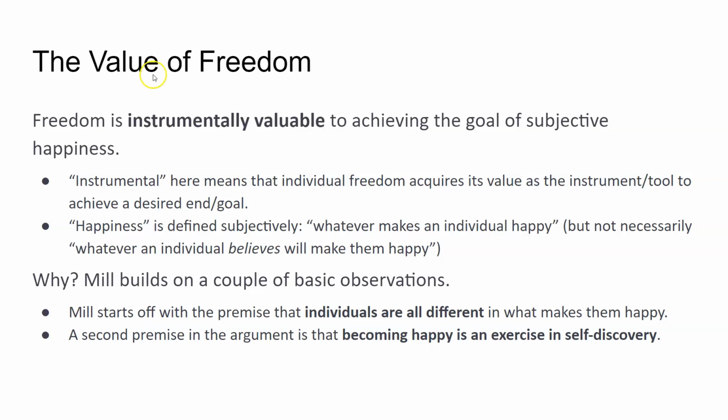And Mill says, look, we can show, presumably by providing evidence, that individual freedom is useful if you're going to have people who are happy. Why? Well, Mill builds on a couple of basic observations, right? Mill starts off with the premise that individuals are all different in what makes them happy. It would be a very simple matter if everybody got their happiness from the same sorts of things in life. But human beings are complicated creatures, and they're all very individuated, according to Mill, right?